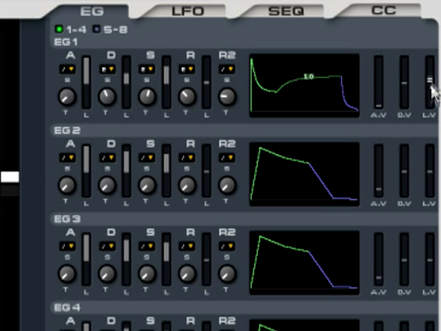And the level velocity sensitivity is the amplitude of this thing. So if you have this at max, the quieter you play, pretty much, the quieter the sound is. And if you put it at 0, the velocity of the keystroke will not affect the sound at all.